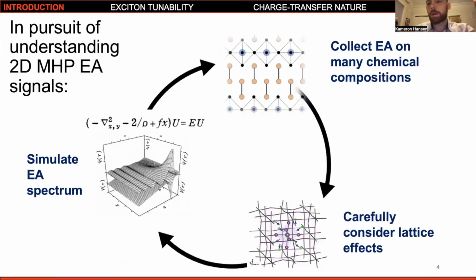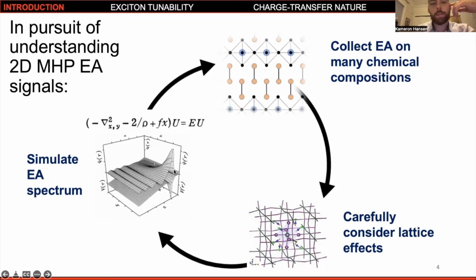So in pursuit of understanding 2D perovskite EA signals, my PhD has taken a threefold approach. On one hand, I've simulated the EA spectrum of a 2D Wannier exciton to better understand where the features originate from, using the theory of the gallium arsenide quantum wells, but applied to perovskites. Second, I collect EA on multiple chemical compositions to see how the EA features change as you swap lead out for tin or iodide for chloride, and so on. And then lastly, considering lattice effects that fall outside this theory.